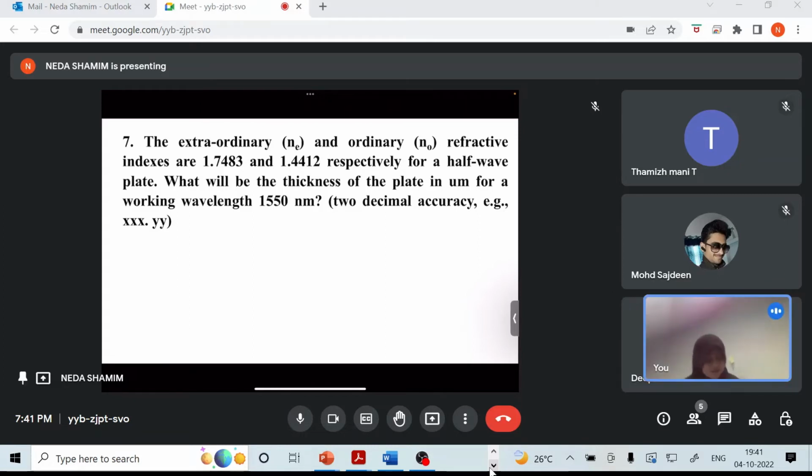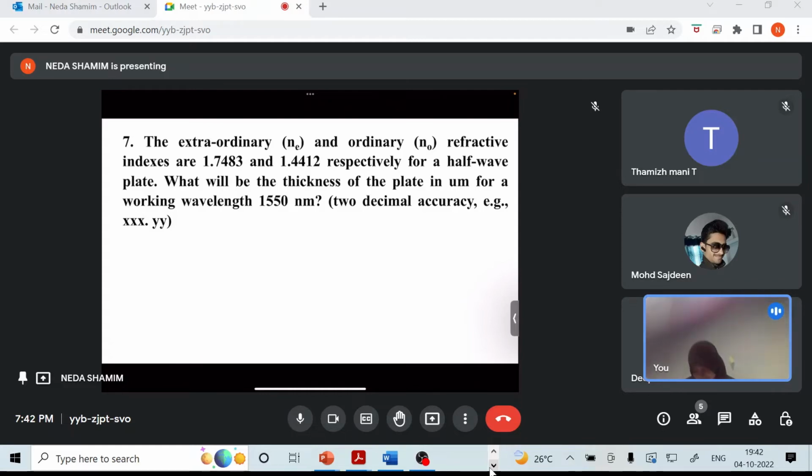In certain anisotropic media, the refractive index is not the same in all directions. Say in the x and y directions, the refractive indices are different. So when any light passes through it, you get two types of rays out of it. One is the ordinary ray, which follows Snell's law. The other is the extraordinary ray, which does not follow Snell's law.